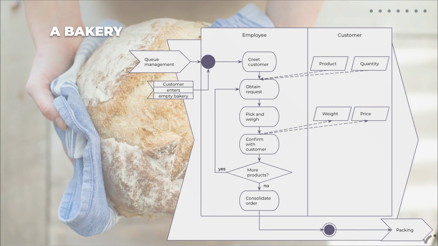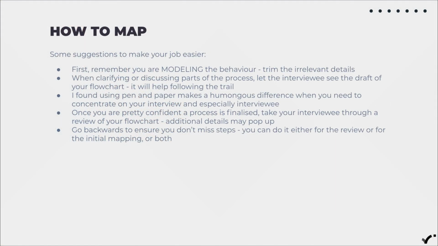I'd like to reiterate some suggestions that I already gave. Some of these are really important, so I would like to mention them again. The first one is remember that you're modeling the behavior of your process. So you'll end up in the trap of wanting to put more and more details. Sometimes these details are irrelevant. They will not change the flow of the process. They will not help you in what you're trying to do next. So make sure you trim out the irrelevant details. This will come with experience, with more and more interviews that you're doing, but will also be guided by the next steps, so the reason why you're mapping the process.